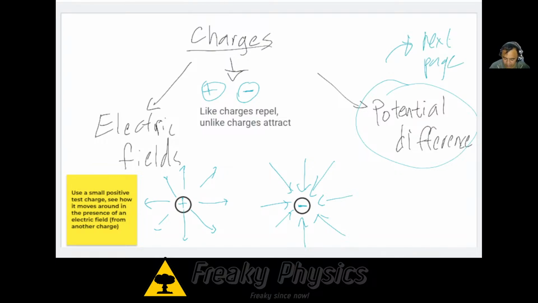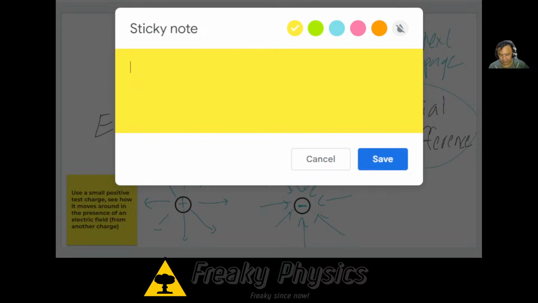One more thing about electric fields is that the closer the lines are to each other, the stronger the electric field.